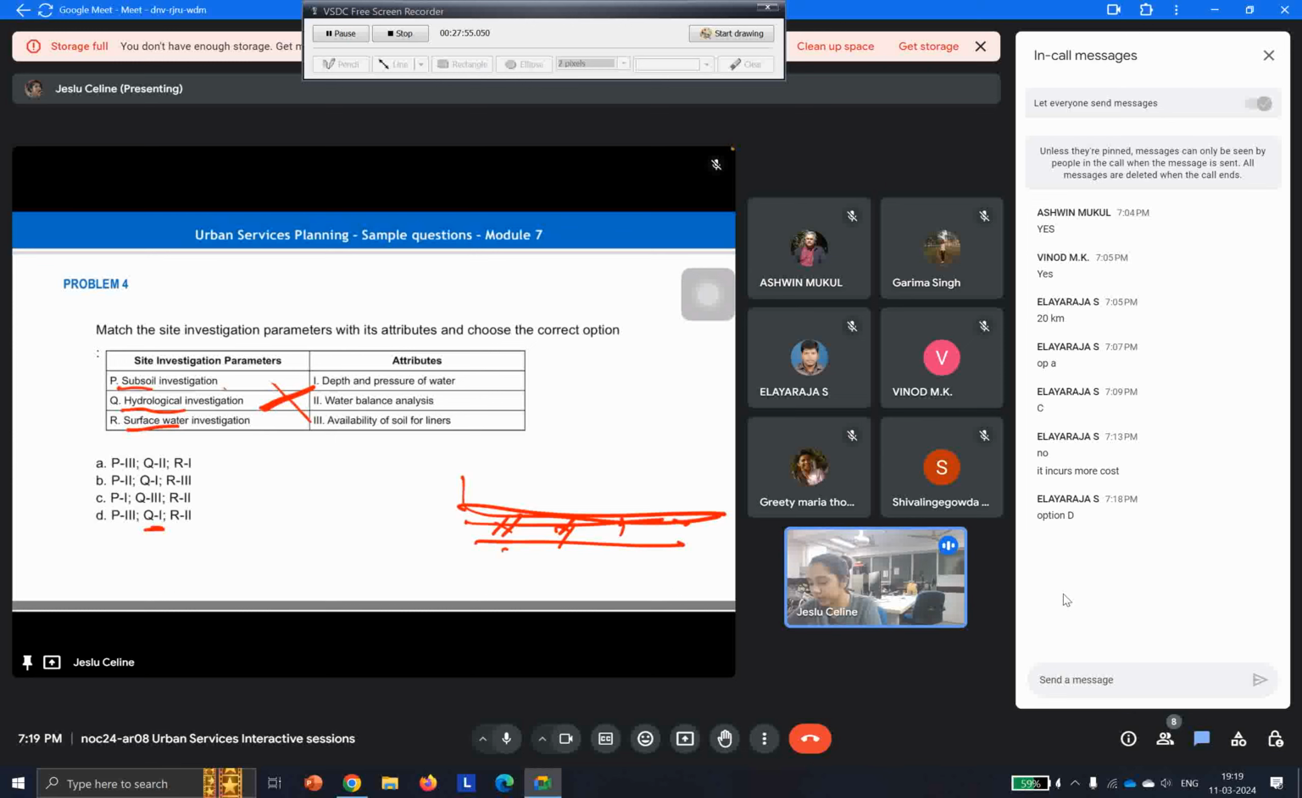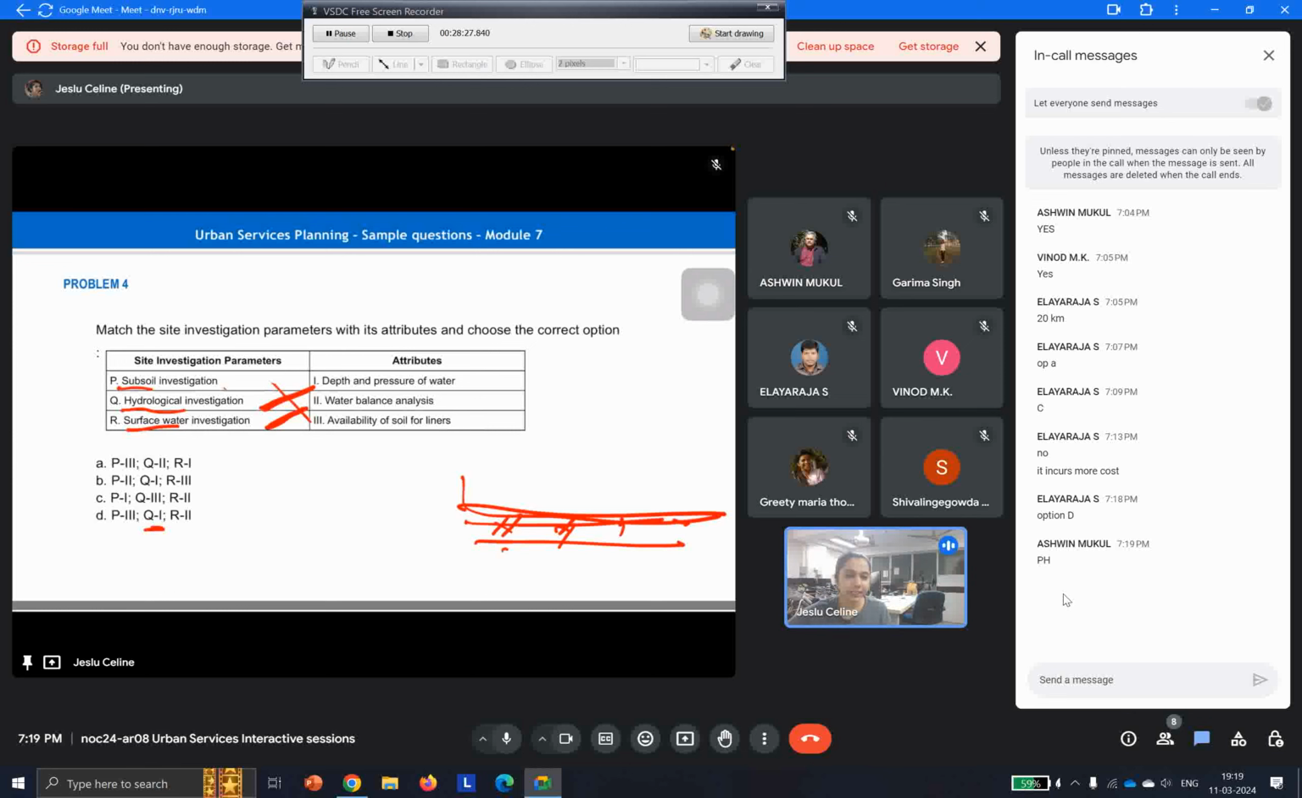And surface water investigation is done in order to do water balance analysis. Now, what is water balance analysis? Can somebody recollect from our lectures what was water balance analysis? What are we balancing in water balance analysis? I mean, it's definitely water, but what kind of water? Okay, so water balance analysis is mainly done in order to predict how much leachate would be there.